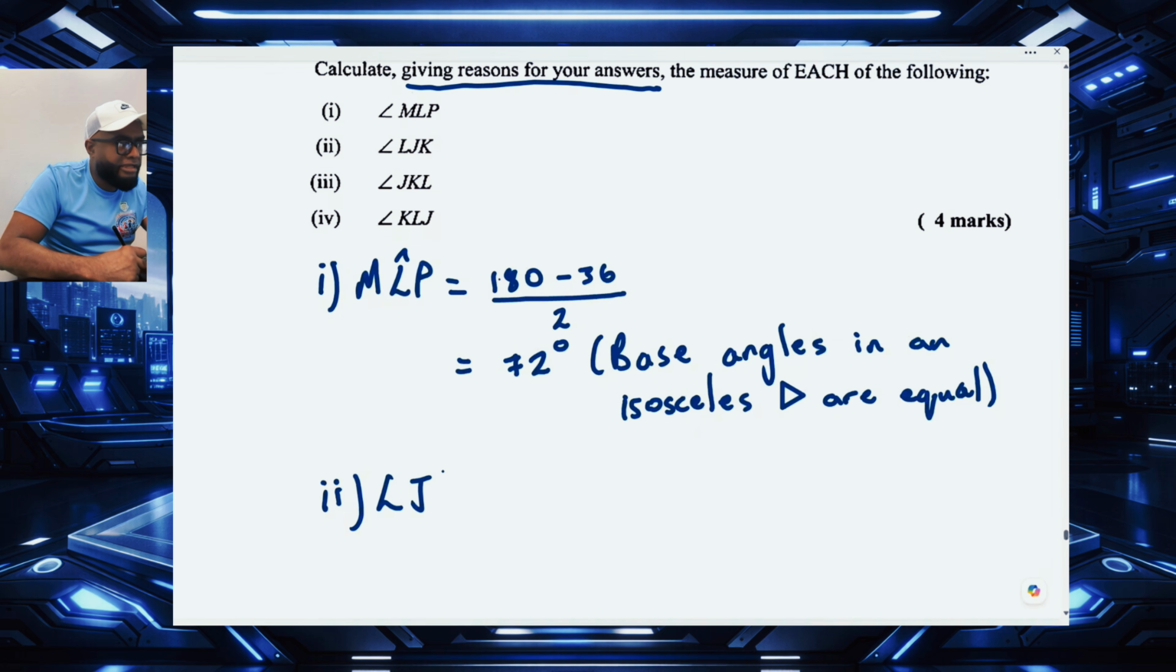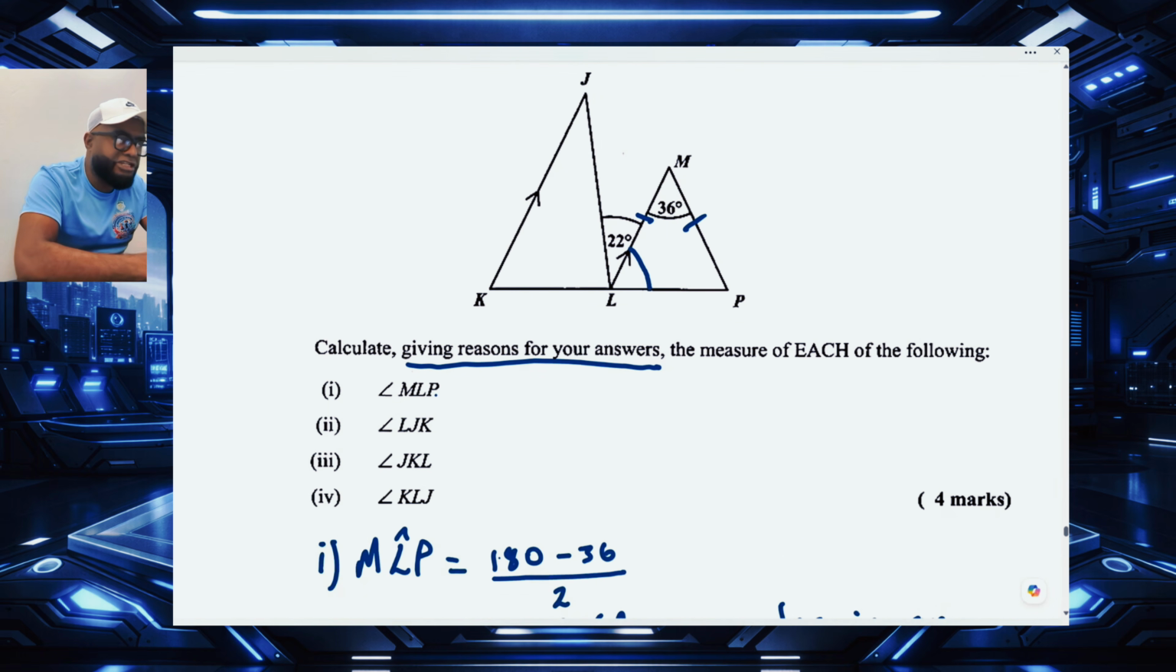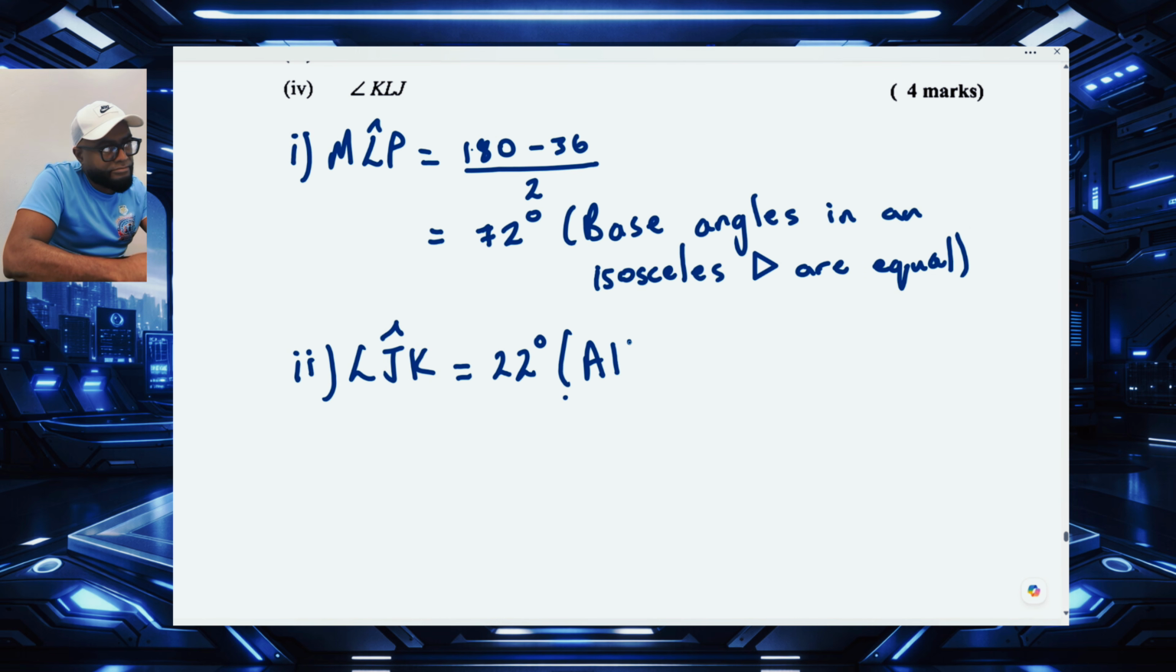So we go into L, J, K. L to J to K is right up here. So what will that be equal to and what's the reason? It equals 22 degrees, sir. And what's the reason? Because alternate angles are equal, sir.